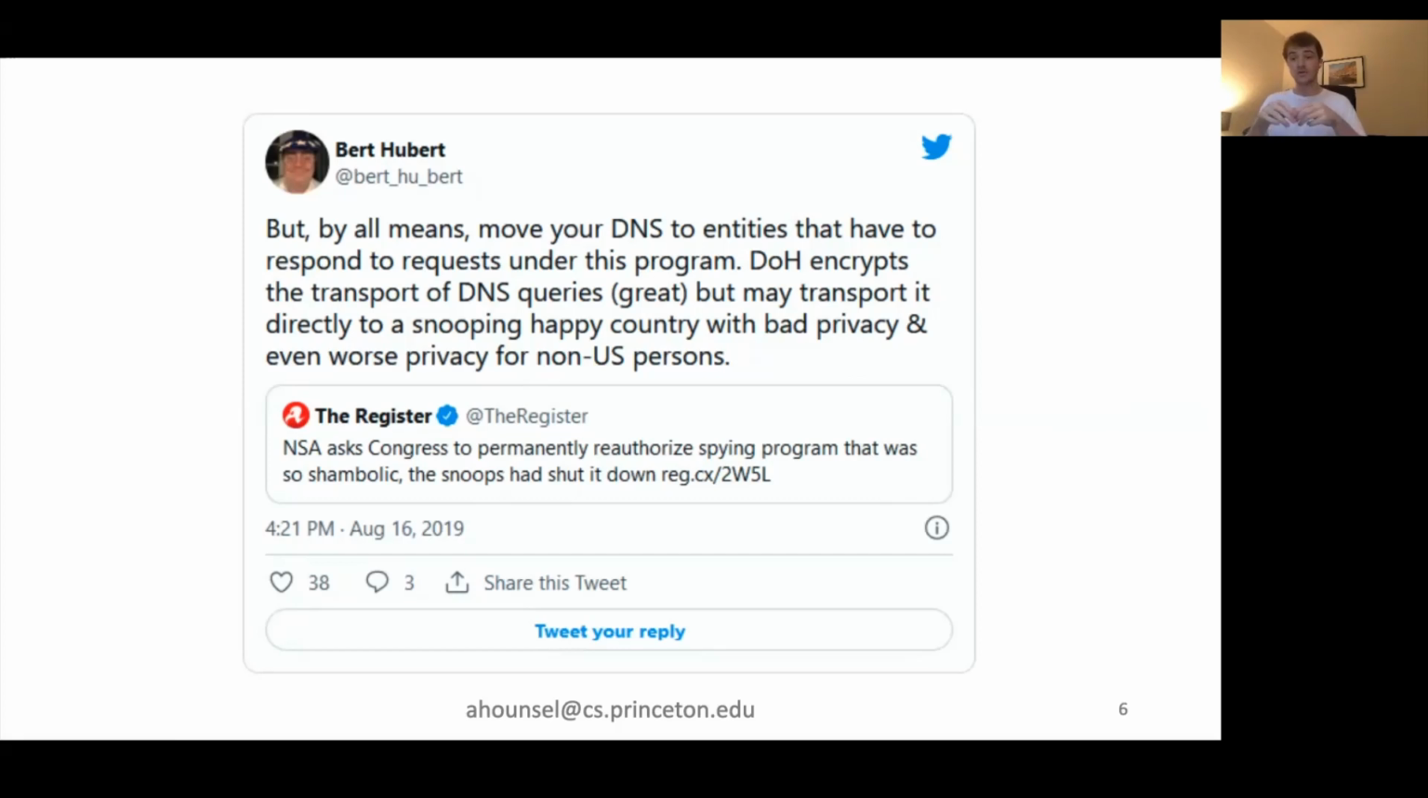centralize their queries into a small handful of resolvers, the ones that support DoH. We're also seeing that people are concerned that in the future their DNS queries might be mishandled, or that there might be other concerns about further centralization.